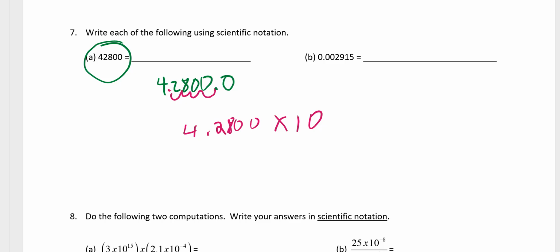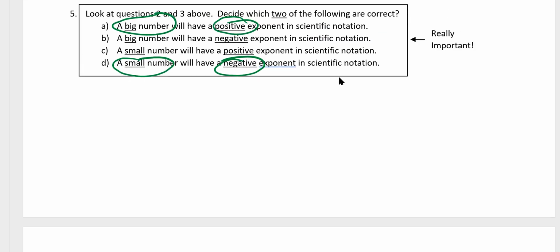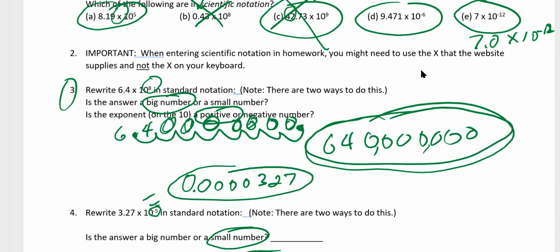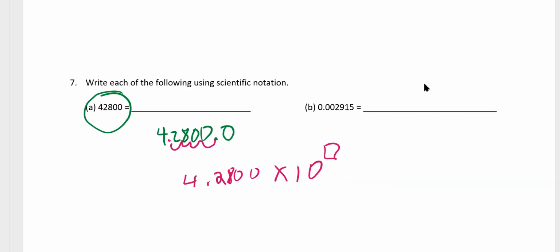Okay, it's going to be 10 to a power. Now you think about what we discussed earlier. Let me scroll back. We said earlier that a big number will come from having a positive exponent. Okay, what do I mean by that? Let's scroll down. Since this was a big number, the exponent is going to be positive.